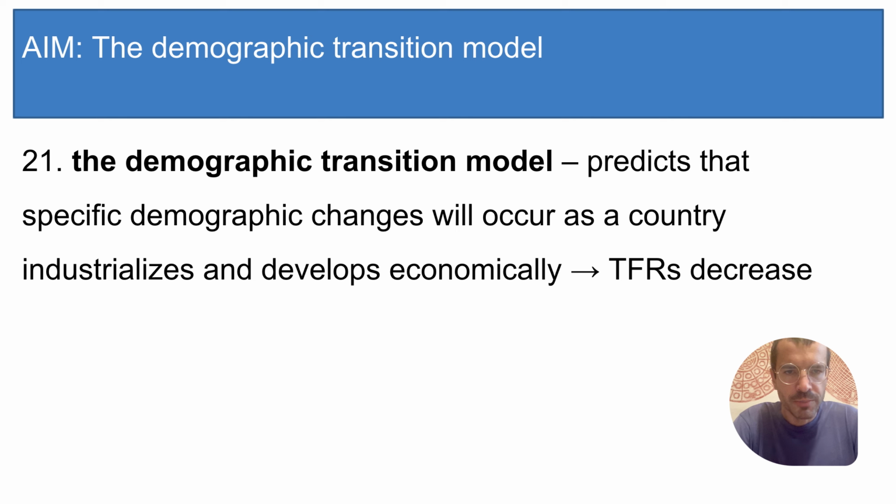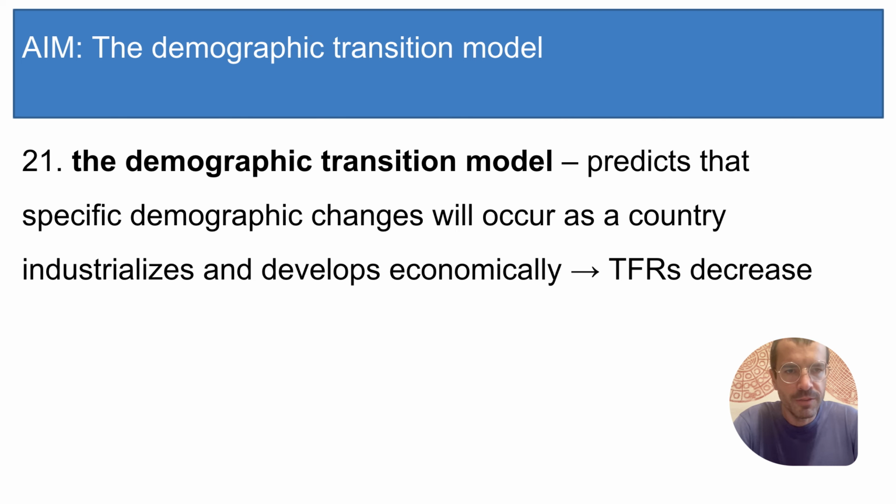Remember this term development. You learned in a previous lesson that development is a measurement of healthcare, wealth, and education in a country. So the demographic transition model predicts that as a country develops, a number of different changes will occur in its population. There will be predictable changes in birth rates, death rates, rates of natural increase, and total fertility rates.